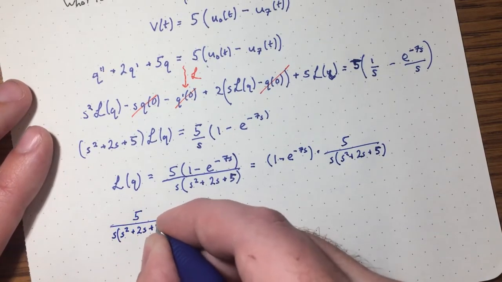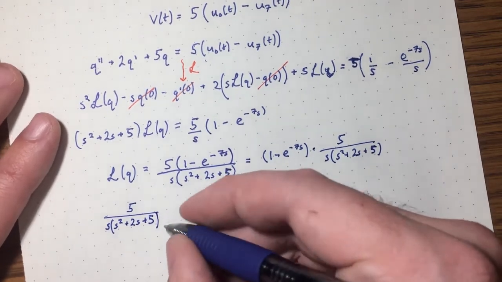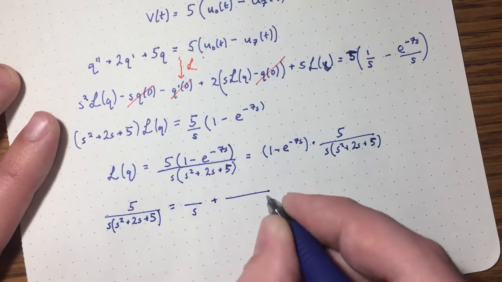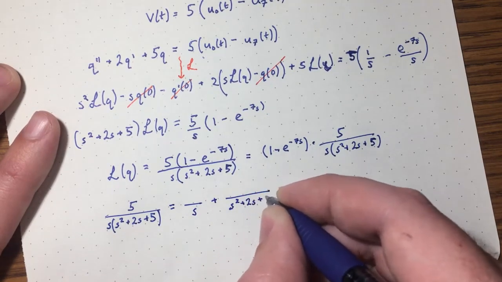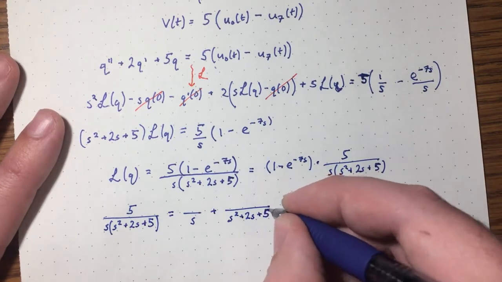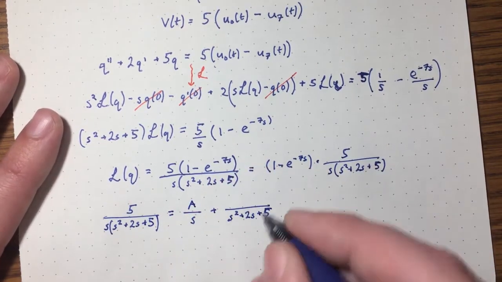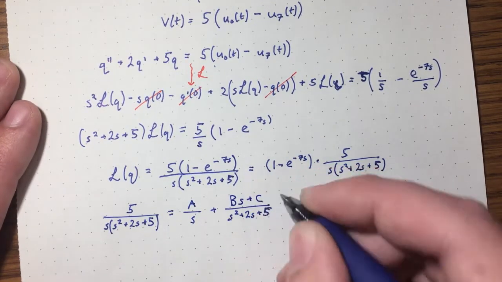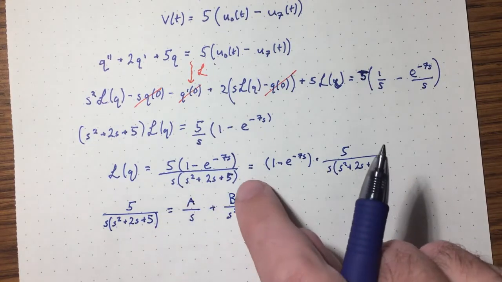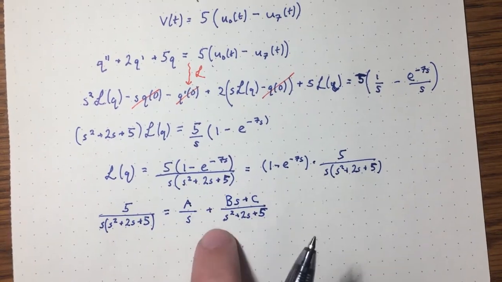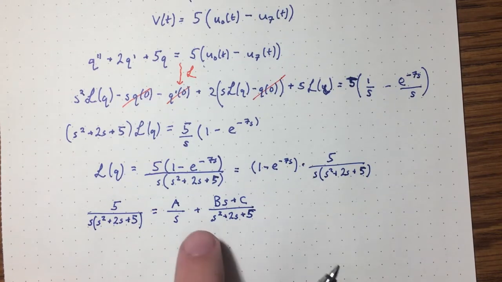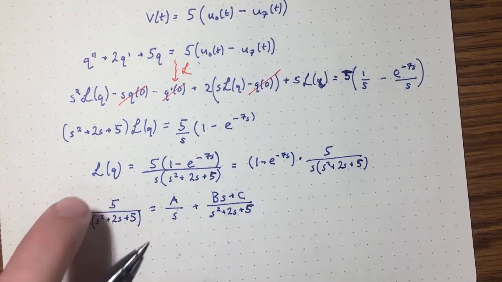If you feel really comfortable with partial fractions, feel free to skip ahead a few minutes. The idea is we want something over s and something over s squared plus 2s plus 5. A over s, what do I put in the numerator here? I have a quadratic in the denominator, so I need a bs plus c. I need a linear function in the numerator. If I just had b, then I would not be guaranteed to be able to get this function here. I might not be able to choose a and b so that these add up to 5 over this.